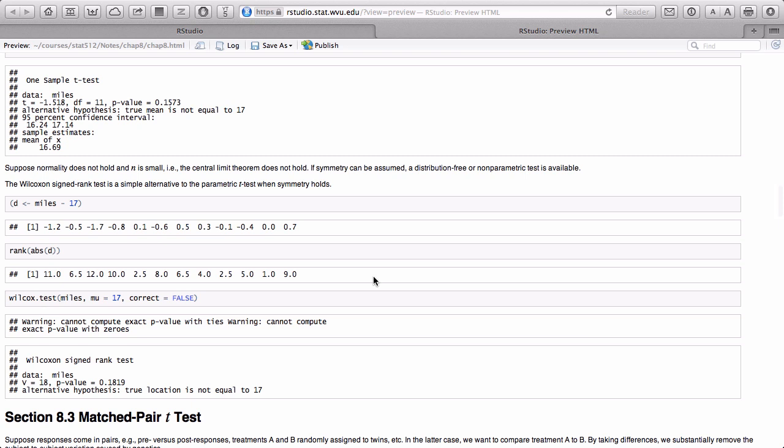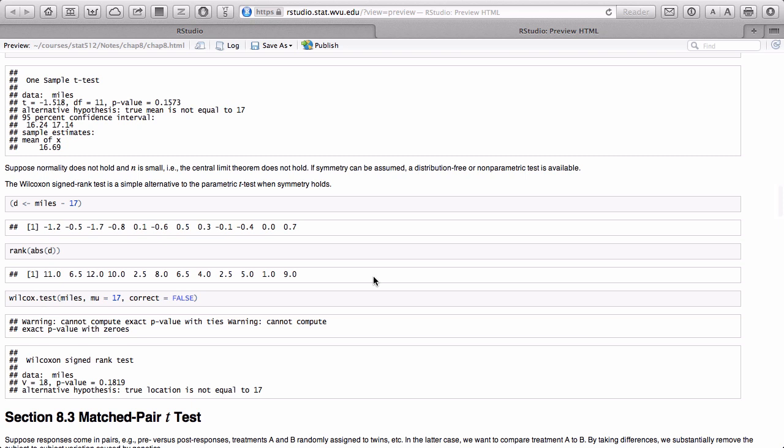But again, I want to emphasize that the non-parametric test, in this case the Wilcoxon test, is not assumption-free. I'm not saying the distribution can be anything. I'm simply saying that we relax the assumption to symmetry. But we're still assuming symmetry. So that's actually still a fairly strong assumption.